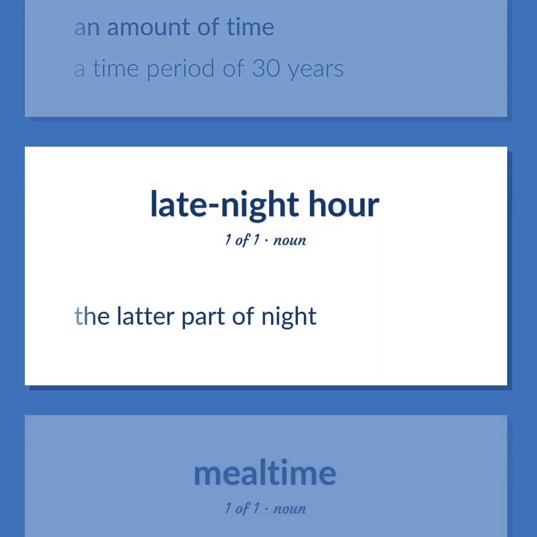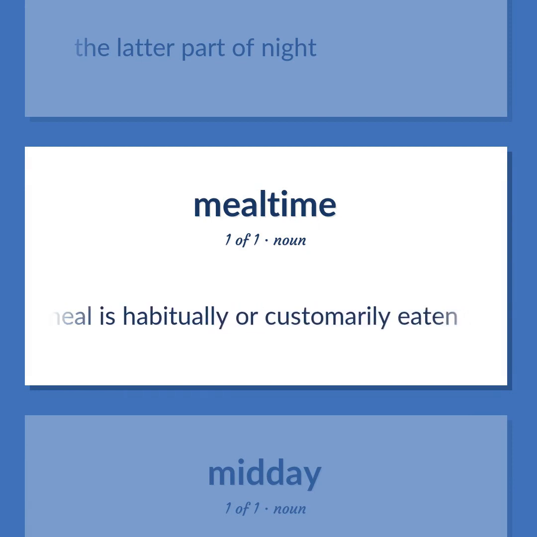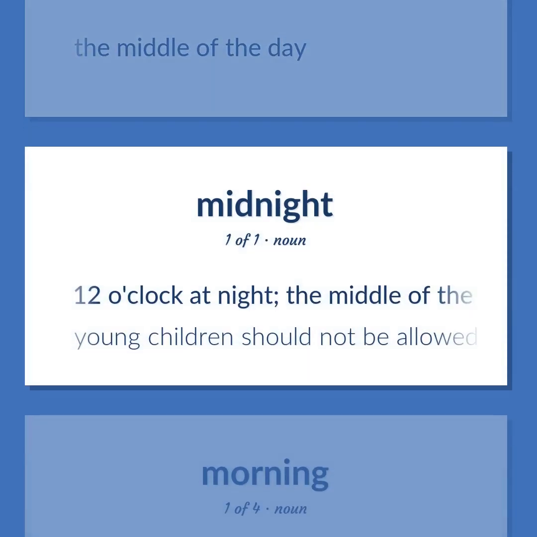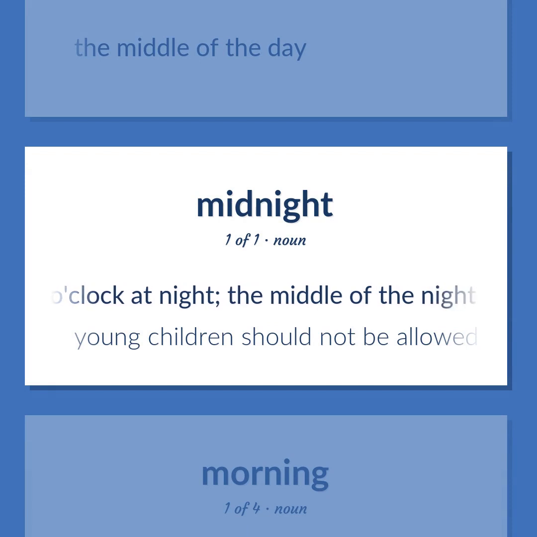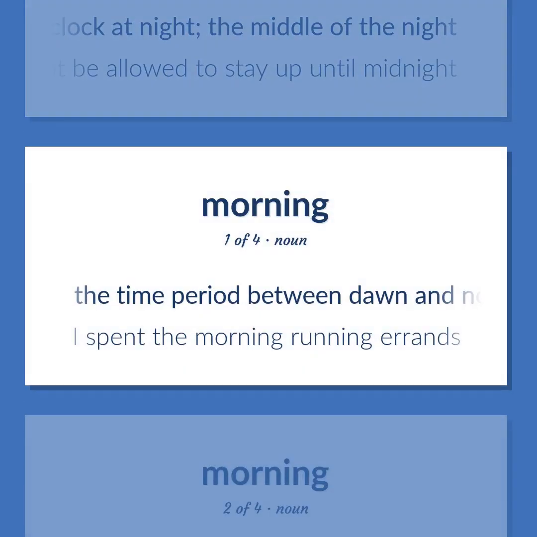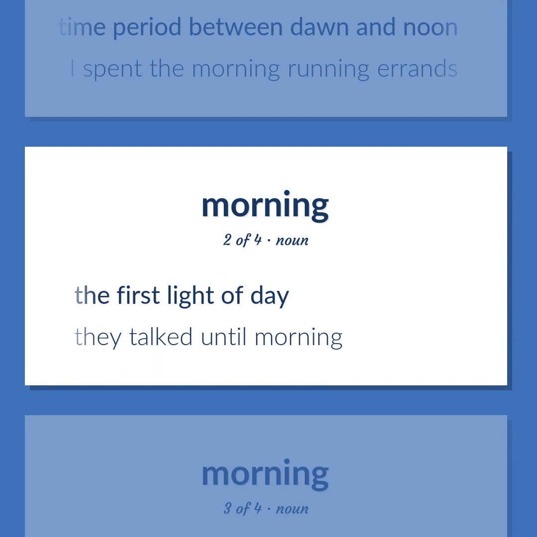The latter part of night. The hour at which a meal is habitually or customarily eaten. The middle of the day. 12 o'clock at night, the middle of the night. Young children should not be allowed to stay up until midnight. The time period between dawn and noon. I spent the morning running errands. The first light of day. They talked until morning.